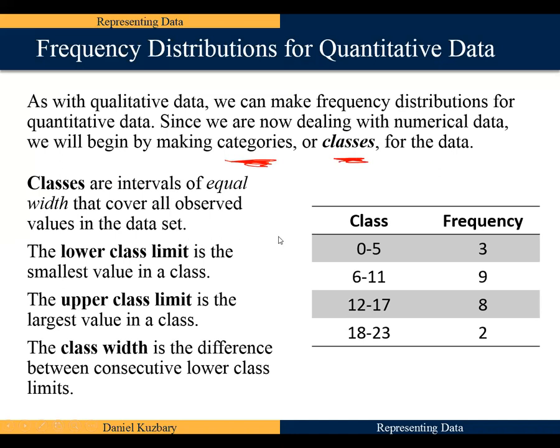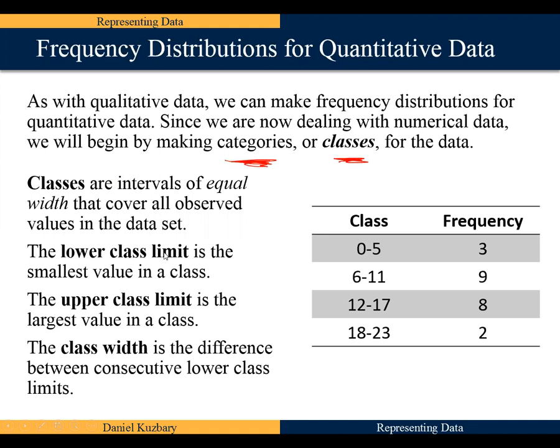I'm going to show you an example in a second. This is an example of a frequency distribution for quantitative data where the classes are defined here. So this would be all the numbers in the data set from 0 to 5. We'd count up how many fit in this class. There was 3, I just made it up. And this is all the numbers from 6 to 11. This is the frequency of the numbers that fit that bill. So this would be an example of classes. Classes are intervals of equal width that cover the observed values.